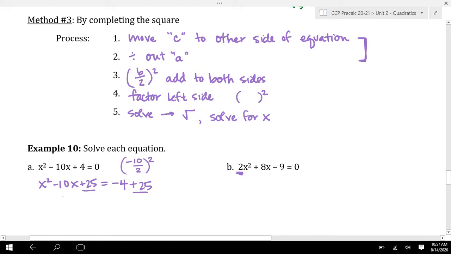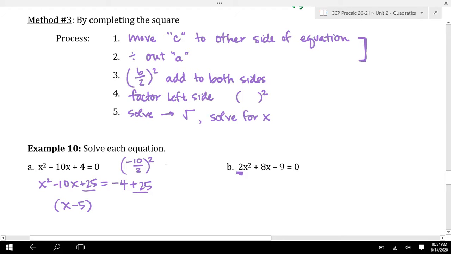Now we're going to factor that left side. But again, this thing should factor as something squared. So it should be the same number that multiplied with itself makes 25 and added with itself makes negative 10. And hopefully you can think, hey, that's negative 5. So I'm going to factor this as x minus 5.